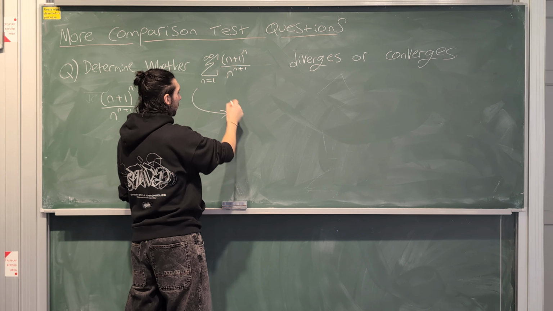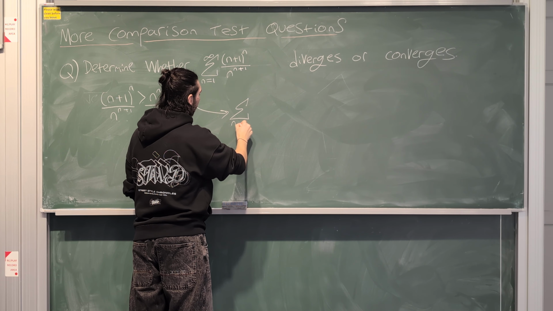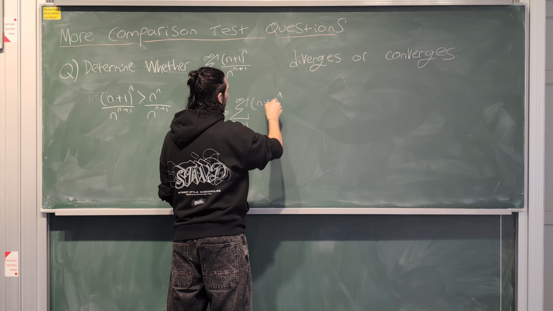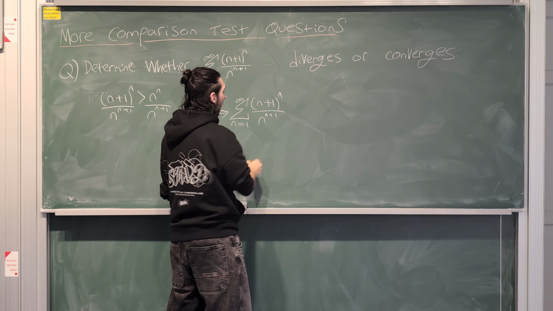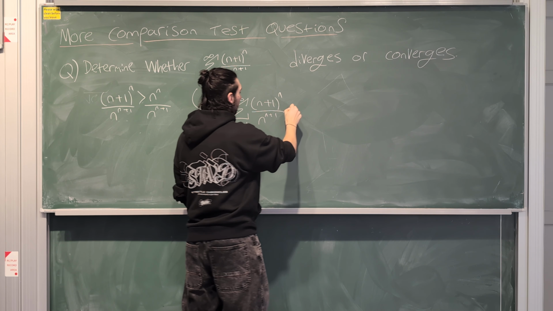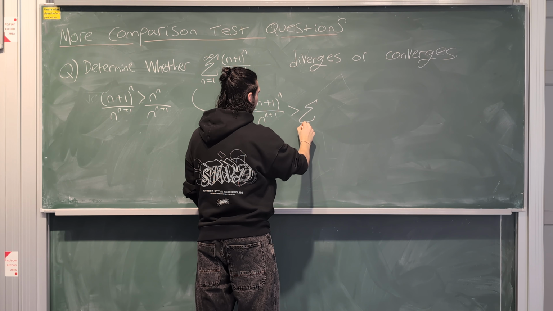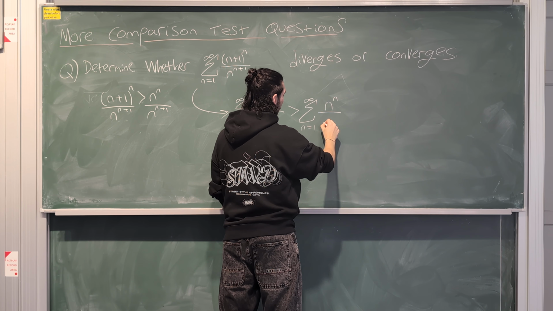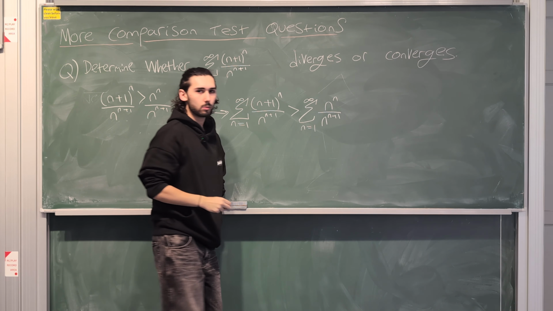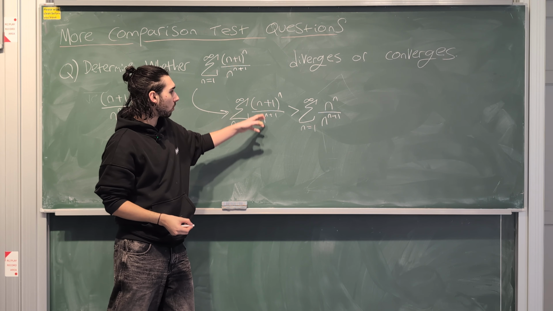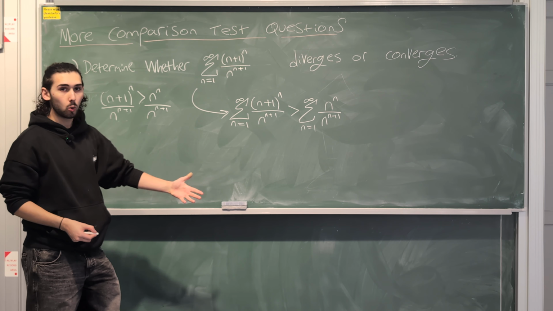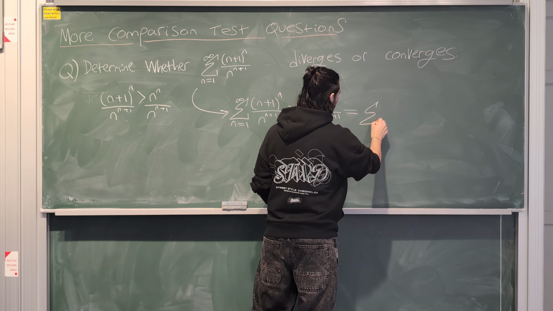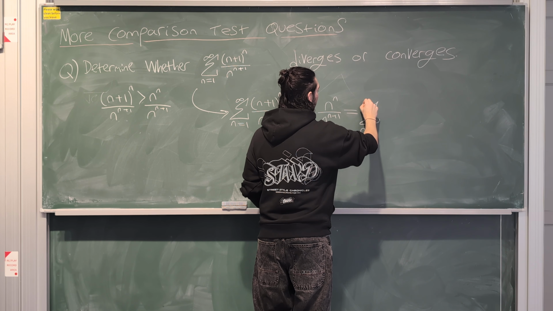So what I'm going to do is rewrite this series as the sum from n equals 1 to infinity of n plus 1 to the n over n to the n plus 1, and I'm going to say that this is always bigger than the sum from n equals 1 to infinity of n to the n over n to the n plus 1, okay? That's all I have done. I've just replaced the n plus 1 with an n, thereby making it smaller. Now, the reason why I've done this is because this is just going to simplify very nicely, and it won't be too difficult at all.